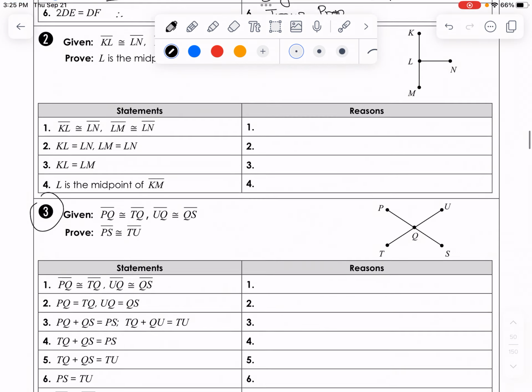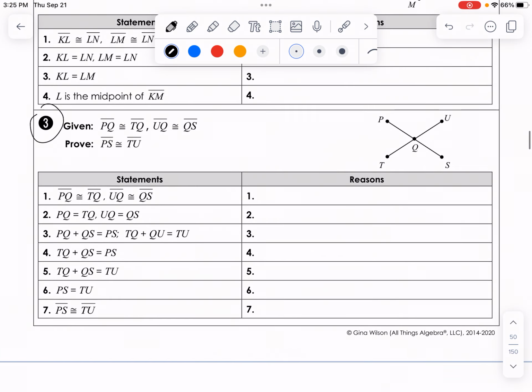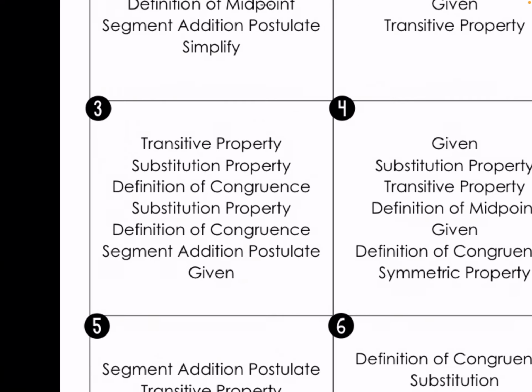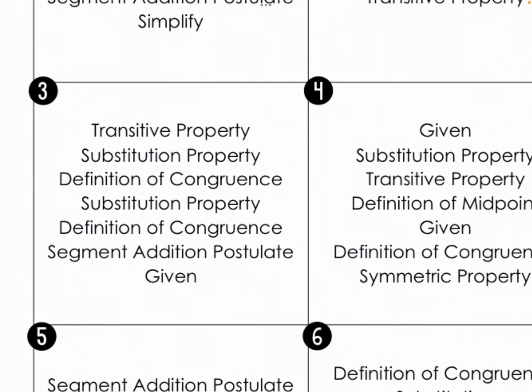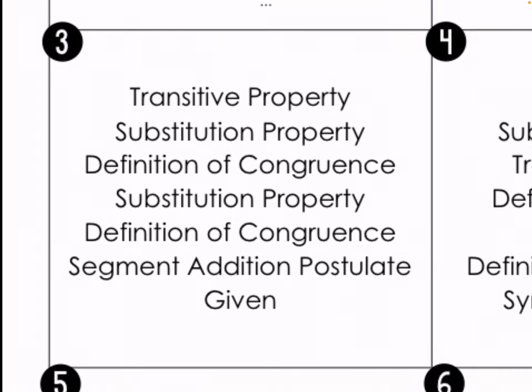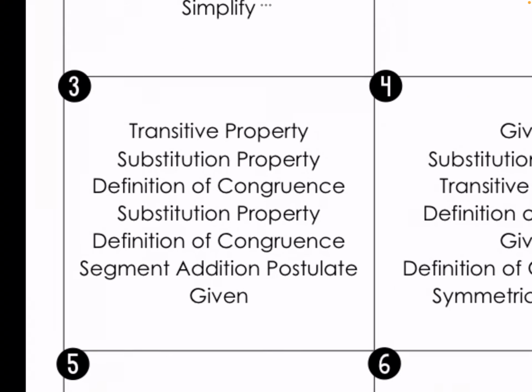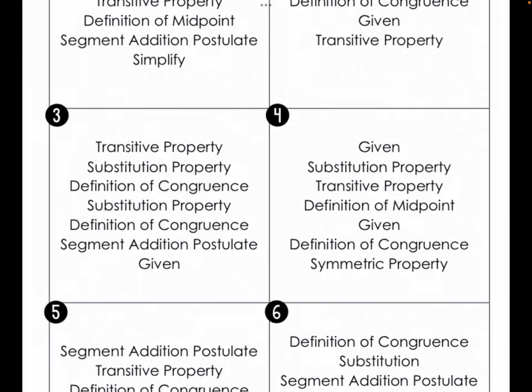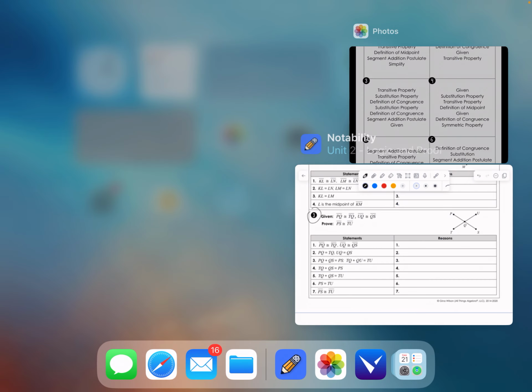We're going to skip number 2. We're going to go to number 3. So for number 3, you want to look at, right here, what are some properties that you're going to be using? So have that off to the side. As we go through this, in which order are we going to be using these? I see we have multiple different things. We have 2 substitution parts. We have definition of congruence twice. We have given. All right, here we go.